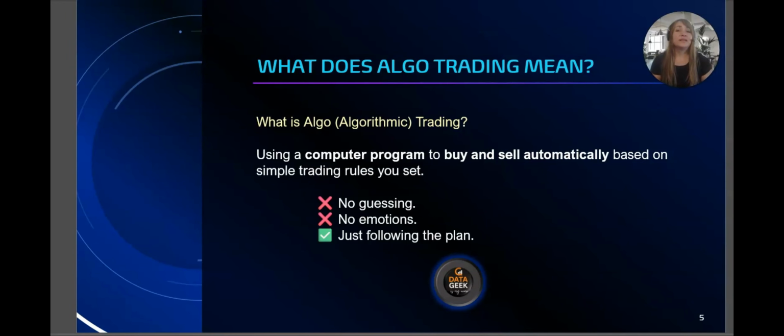So lastly, what is algo and what does it even mean? Algo is short for algorithmic. This means we use a simple computer program to buy and sell stocks automatically based on the rules we create. So instead of guessing or making emotional decisions, the bot follows the plan 100%. So if you're excited to start creating your own bot, grab your cup of coffee and let's jump into Jupyter Notebook.